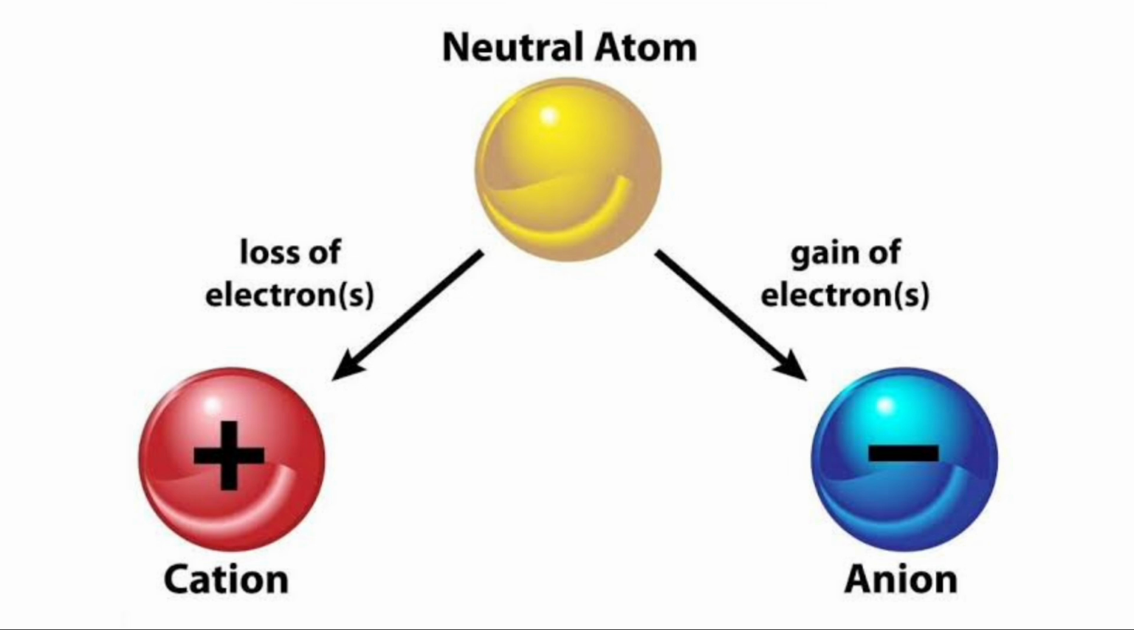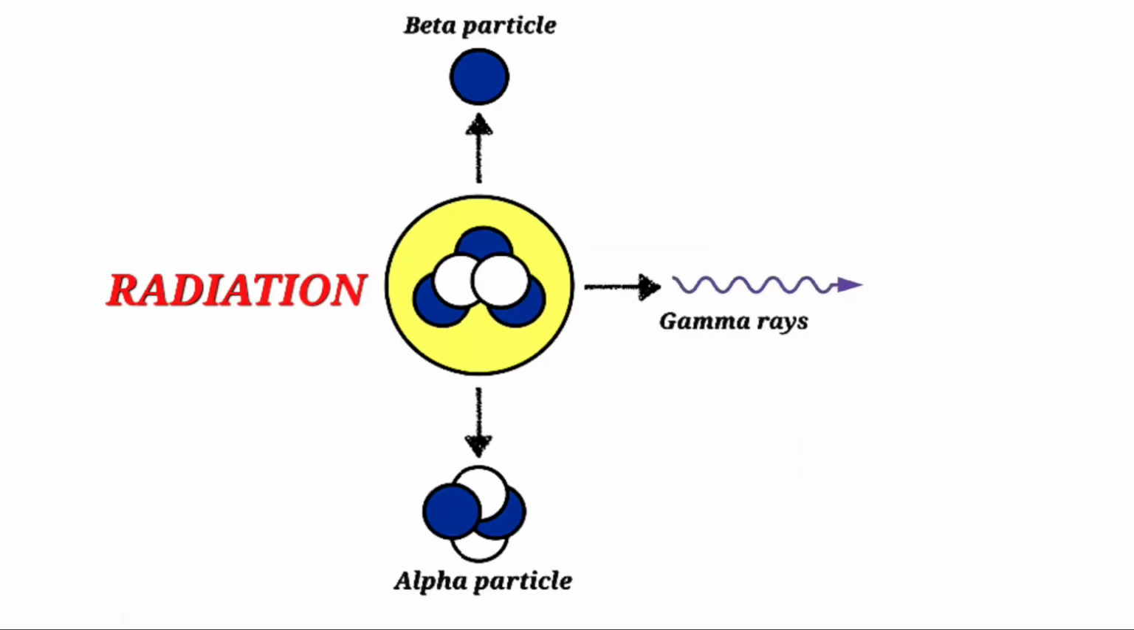Sawa? So all of these 3 different rays have the ability to bring about ionization, okay? So they can cause atoms to either lose or gain electrons. Both alpha and beta particles can do this. However, alpha particles have a higher degree of ionization. They bring about ionization more compared to beta particles.